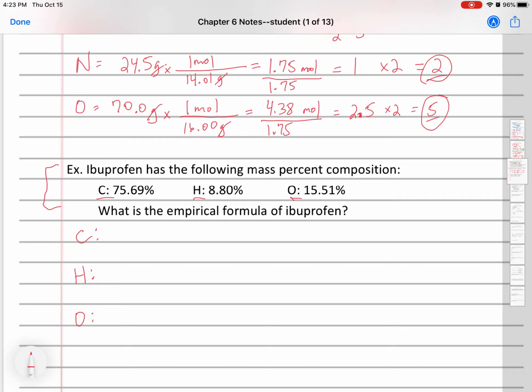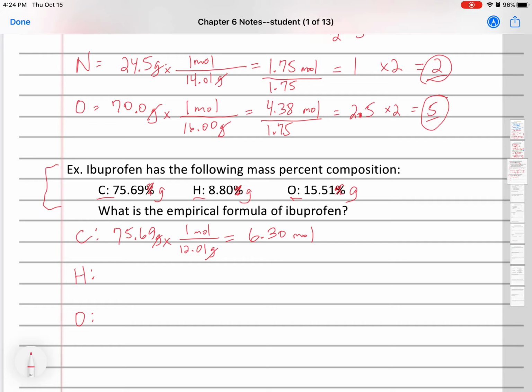I want to start with the mass, but they give me a percent mass, so I'm just going to pretend that we have 100 grams of this. And if we have 100 grams of this, then we can convert all those percentages to grams, and we'll work as if we're in grams. So for the carbon, 75.69 grams. We want to know how many moles is that. 1 mole of carbon is 12.01 grams. That's the molar mass.